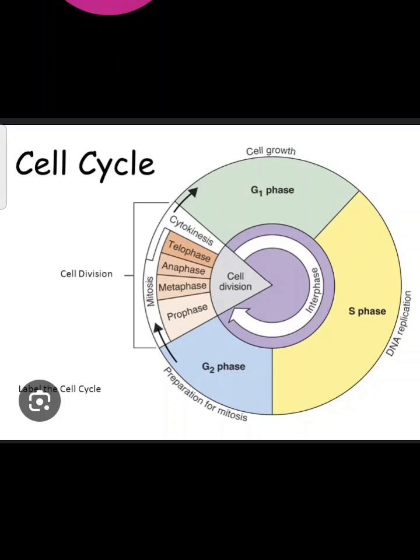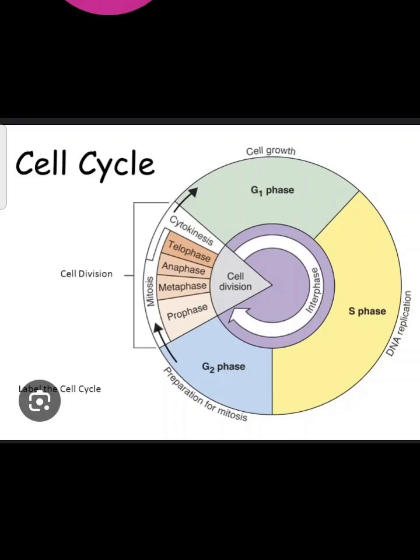So G1, as I said, is cell growth. S is DNA replication. G2 is preparation for mitosis. Then mitosis is PMAT: prophase, metaphase, anaphase, telophase. Then cytokinesis, where the cells get separated. Cell division occurs during the mitosis phase, and interphase is G1, S and G2 all together.